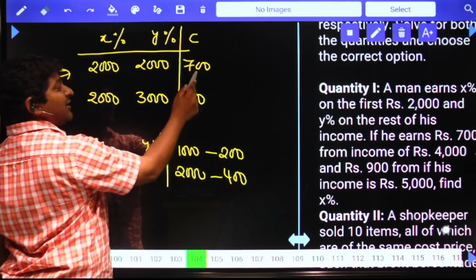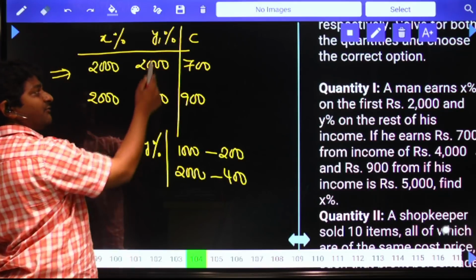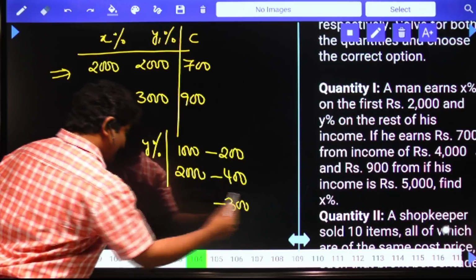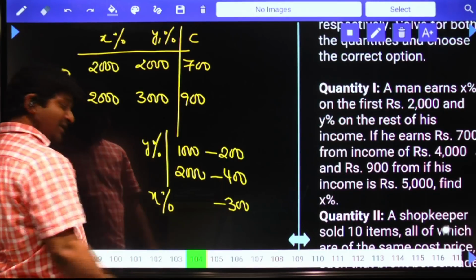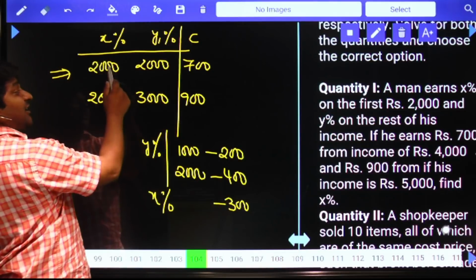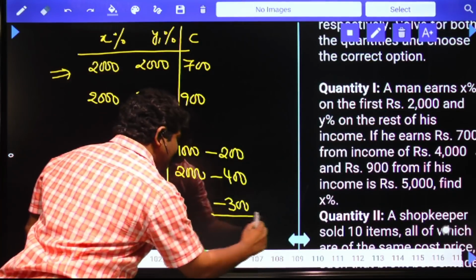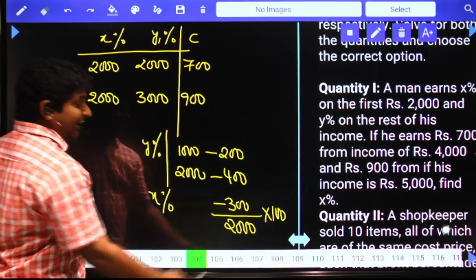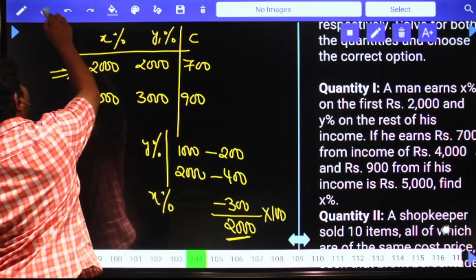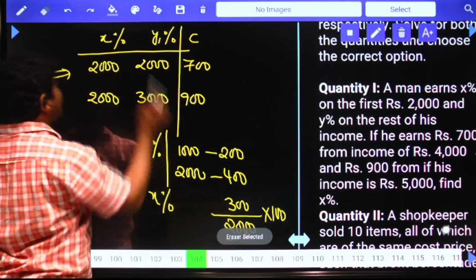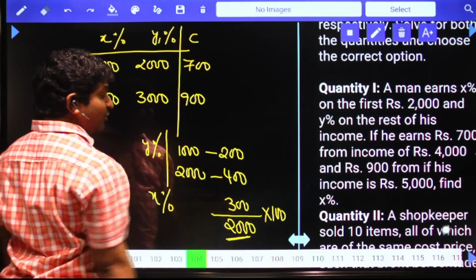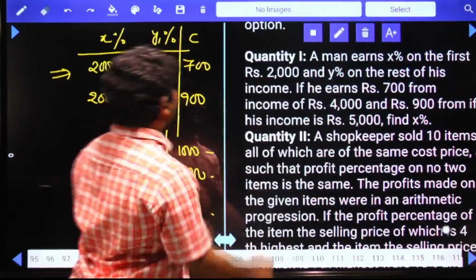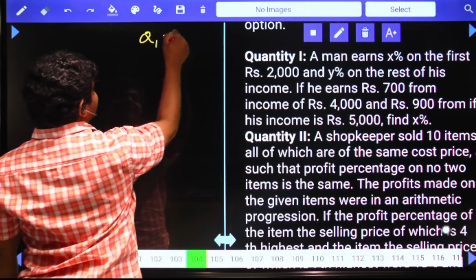400. Now out of 700, 400 rupees is from Y percentage of 2,000. Then how much is remaining? 300 rupees. This is calculated at the rate of X percentage only. 300 rupees is calculated on how much? 2,000. So percentage is equal to 300 divided by 2,000 into 100. 10% of denominator is 200. 5 percentage is equal to 100. Then 300 is equal to what percentage? 15 percentage. Q1 is equal to 15. Okay.